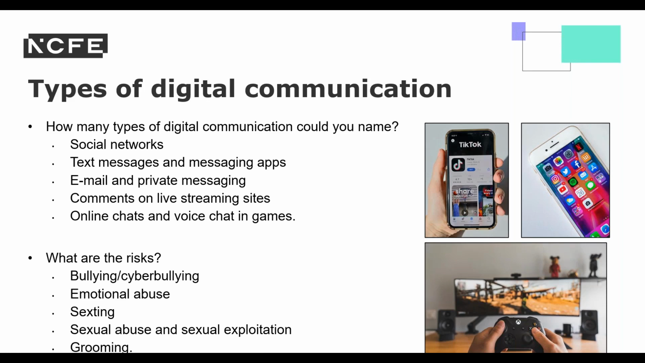It is so easy for children and young people to be bullied: cyberbullying online, emotional abuse, sexting, sexual abuse and sexual exploitation, and grooming. Perpetrators may use online platforms to build a trusting relationship with the child in order to abuse them. This abuse may happen online, or the perpetrator may arrange to meet the child in person with the intention of abusing them. It's really important that we stay on top of this and understand the types of digital communications that these young people are engaged in.